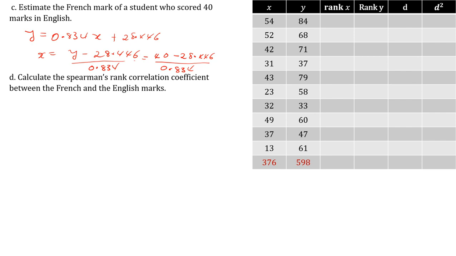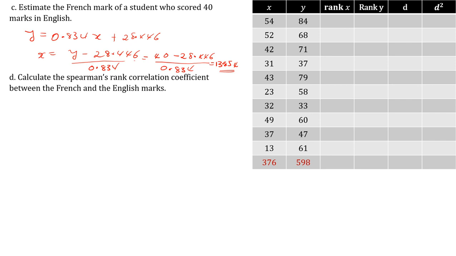And so let's do the numerical application. So we have 40 minus 28.446. So it gives 13.854 to 3 decimal places.